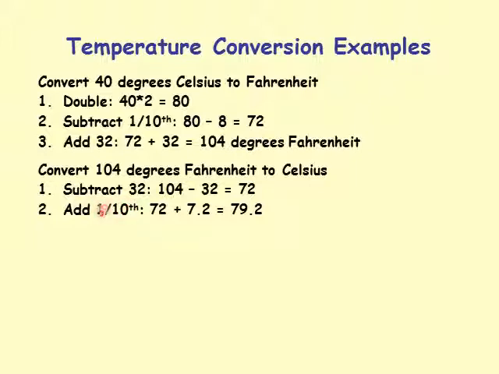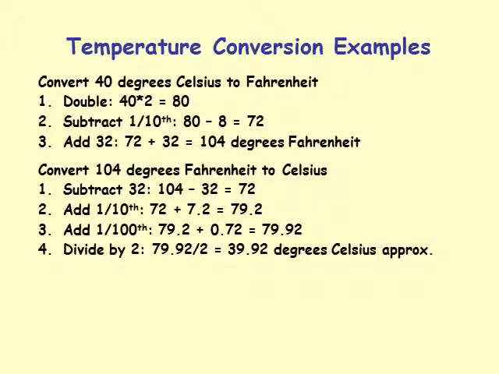So instead we are going to add a tenth, which is 72 plus 7.2, which is 79.2. If I had added a ninth, 72 plus 8 would be 80, which is exactly where we started. But here it is an approximation, so we are going to add a tenth. Then add another hundredth, which would get me a better approximation. So we're getting closer here. 79.2 plus 0.72, a hundredth of 72, is 79.92. Then we could continue adding some more terms, which would get me closer and closer.